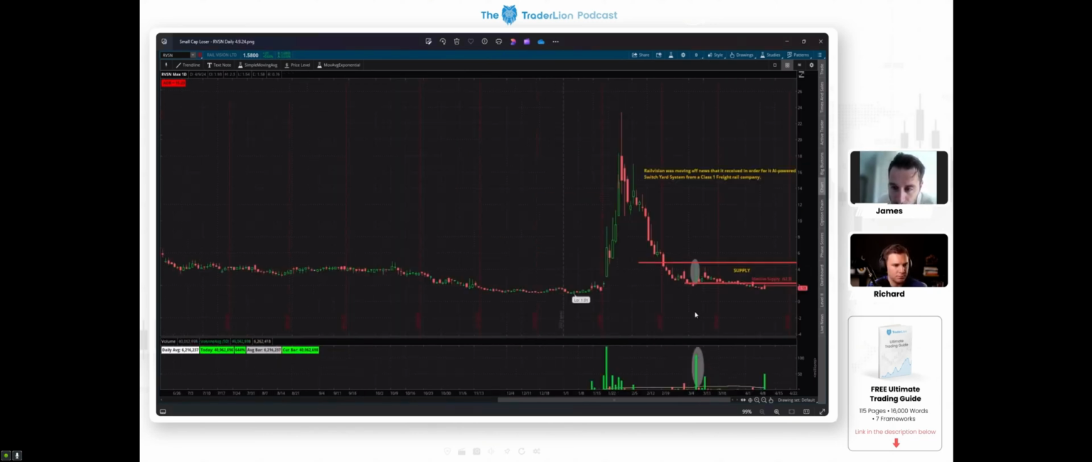Massive supply. Look at all that volume here. And you got that long wick over here. And it's not a coincidence that once it hit that level, it fell right away. That is another loss that I learned from.